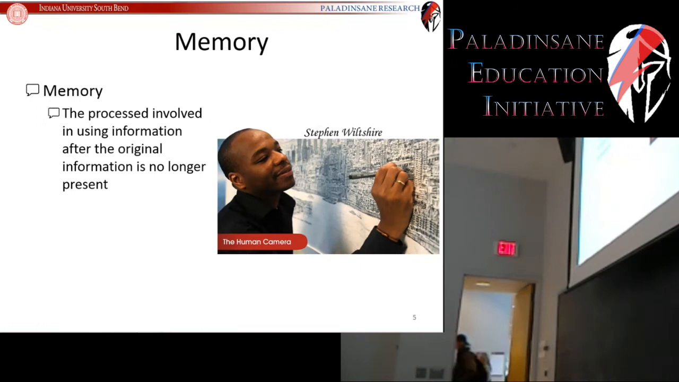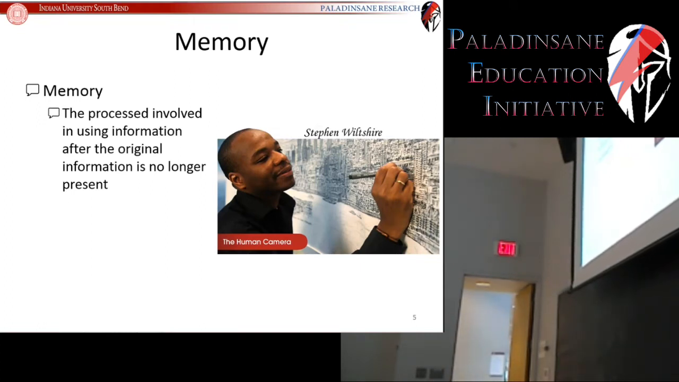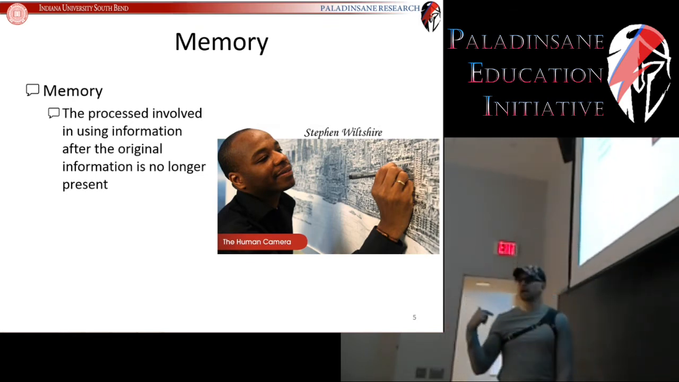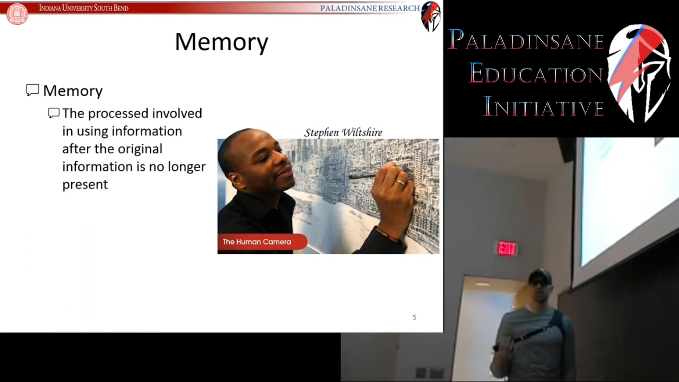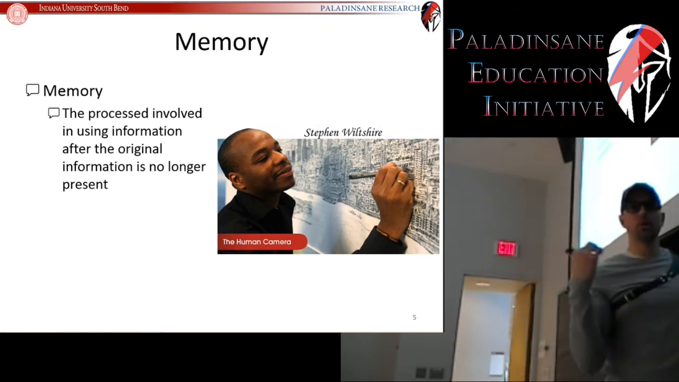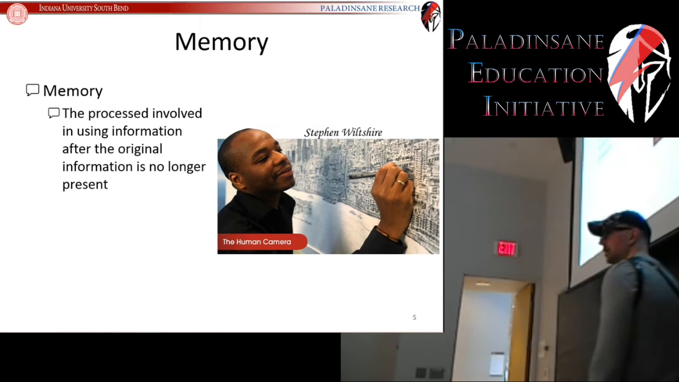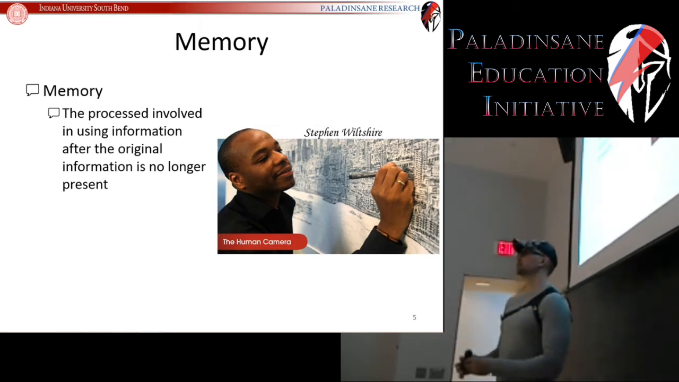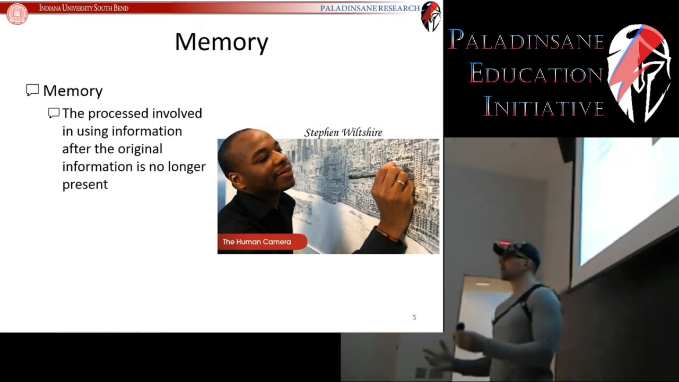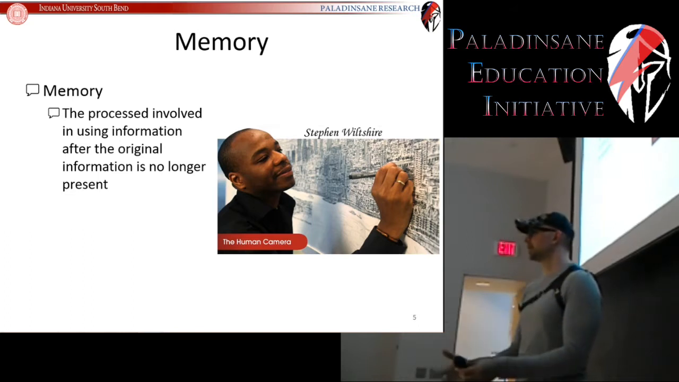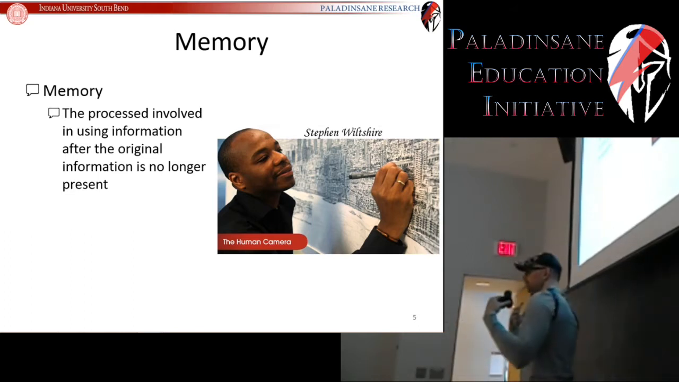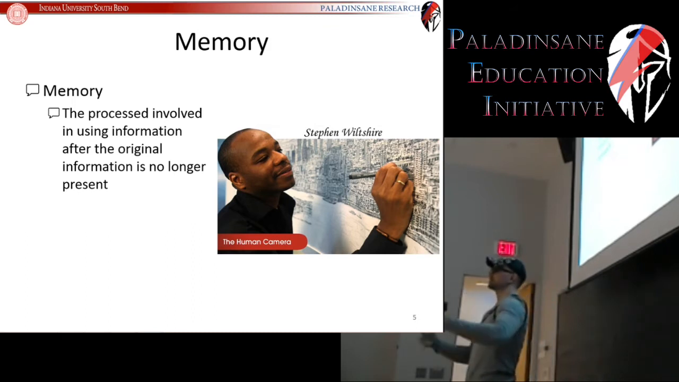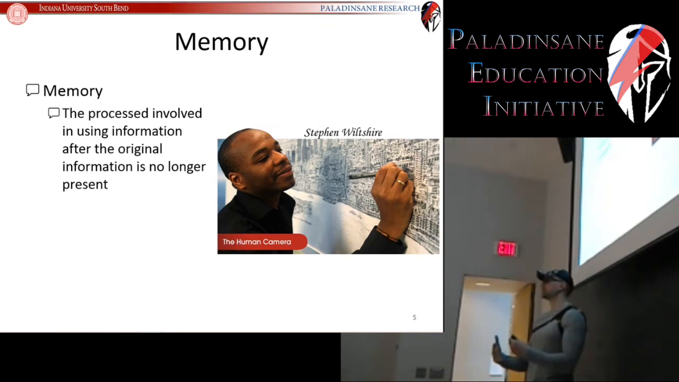So memory, as defined, is basically the process where you have access to information after the original information is no longer present. So you still have access to a representation of the information, however, the original information is not present. It's basically what you have access to after perception is done. Perception is the representation that you have access to when the information is present.